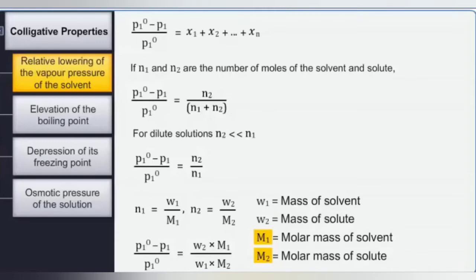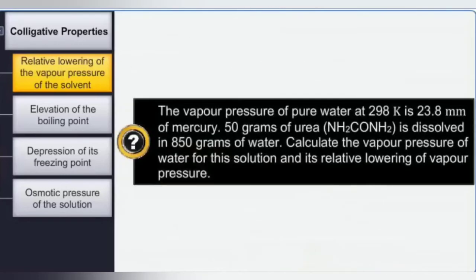Let us now solve a numerical based on the relative lowering of vapor pressure. The vapor pressure of pure water at 298 Kelvin is 23.8 mm of mercury. 50 grams of urea is dissolved in 850 grams of water. Calculate the vapor pressure of water for this solution and its relative lowering of vapor pressure.